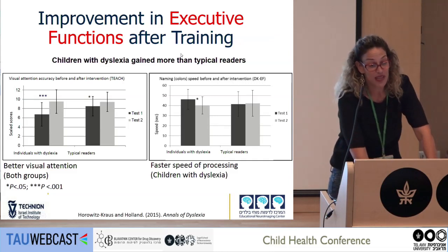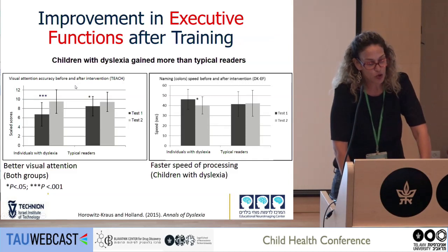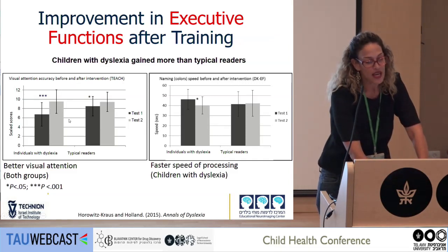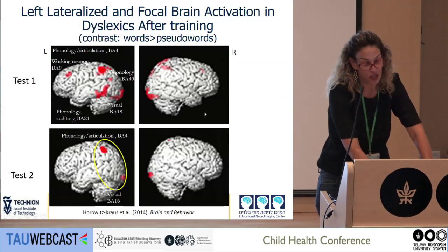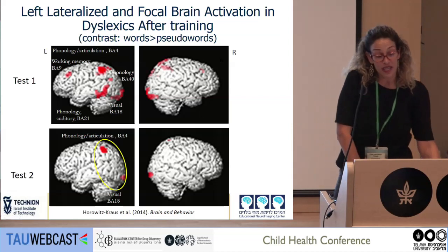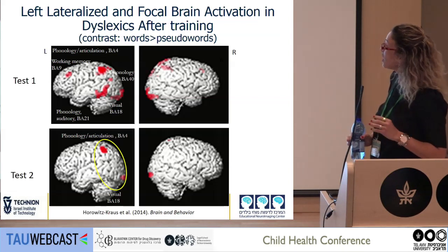We found improvement in executive functions measures, and here I'm going to show you just 2 specific parameters. Visual attention, which went up in children with dyslexia and typical readers as well. And they name objects much faster after intervention, as opposed to no effect in individuals who are typical readers.